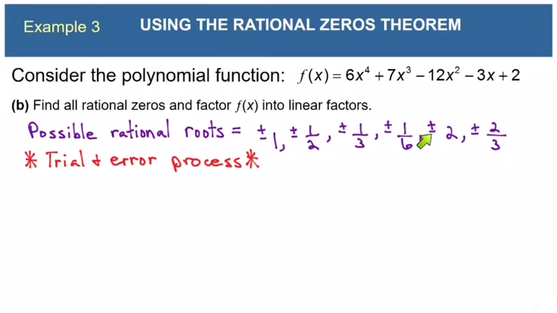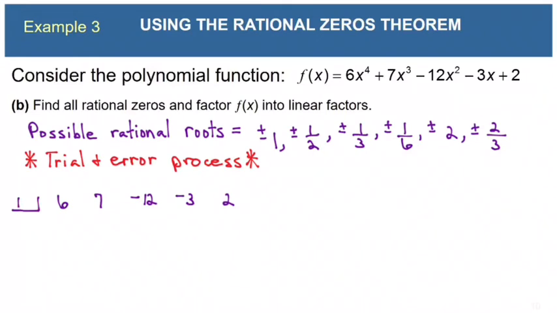And as a very last resort, if I had to go to one of these fractions, I would do that, but I'm going to do all the whole numbers first. And we may not have to do them all. We probably will find one that works before we try them all, but here we go. Here are our coefficients: the x to the 4th, x to the 3rd, x squared, x, and constant.